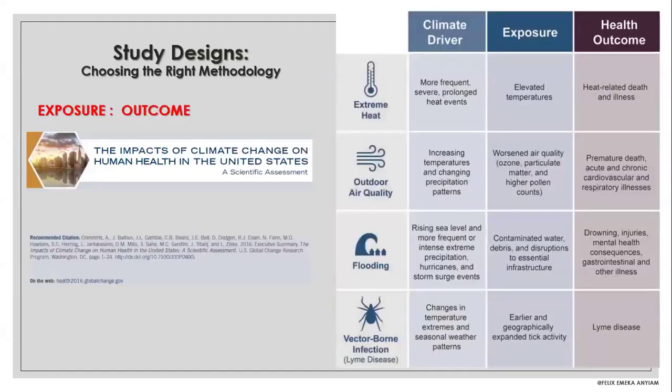Now, every study you do, you have to appreciate the fact that that study has an exposure and that study has an outcome, especially in the health and social sciences. There's always an exposure, there's always an outcome. Like in the example that I gave here, the first exposure is elevated temperature. And you can see the outcome right there: heat-related death and illness. The second exposure is worsened air quality. And you can see the outcome: premature death, acute and chronic cardiovascular and respiratory illness.